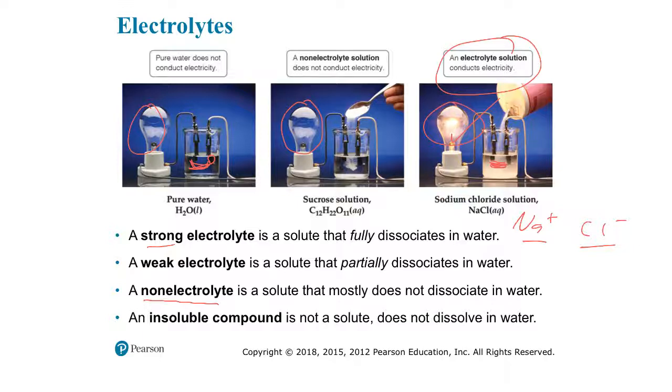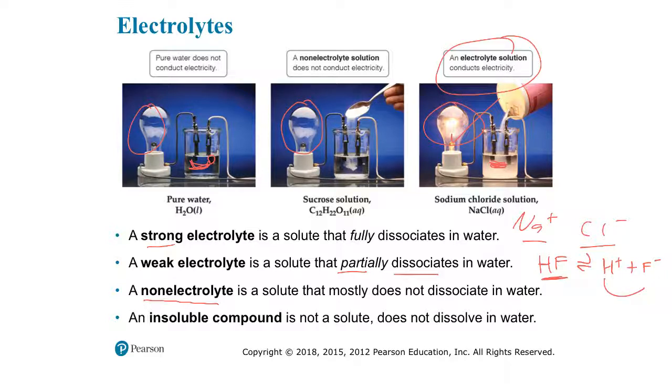A weak electrolyte does a partial dissociation, so we get some ions, just not a whole lot. A weak acid is a good example where we get some formation of ions, but not as many as we would if it were a strong electrolyte. So we get some ions, and some lighting up of the light bulb.